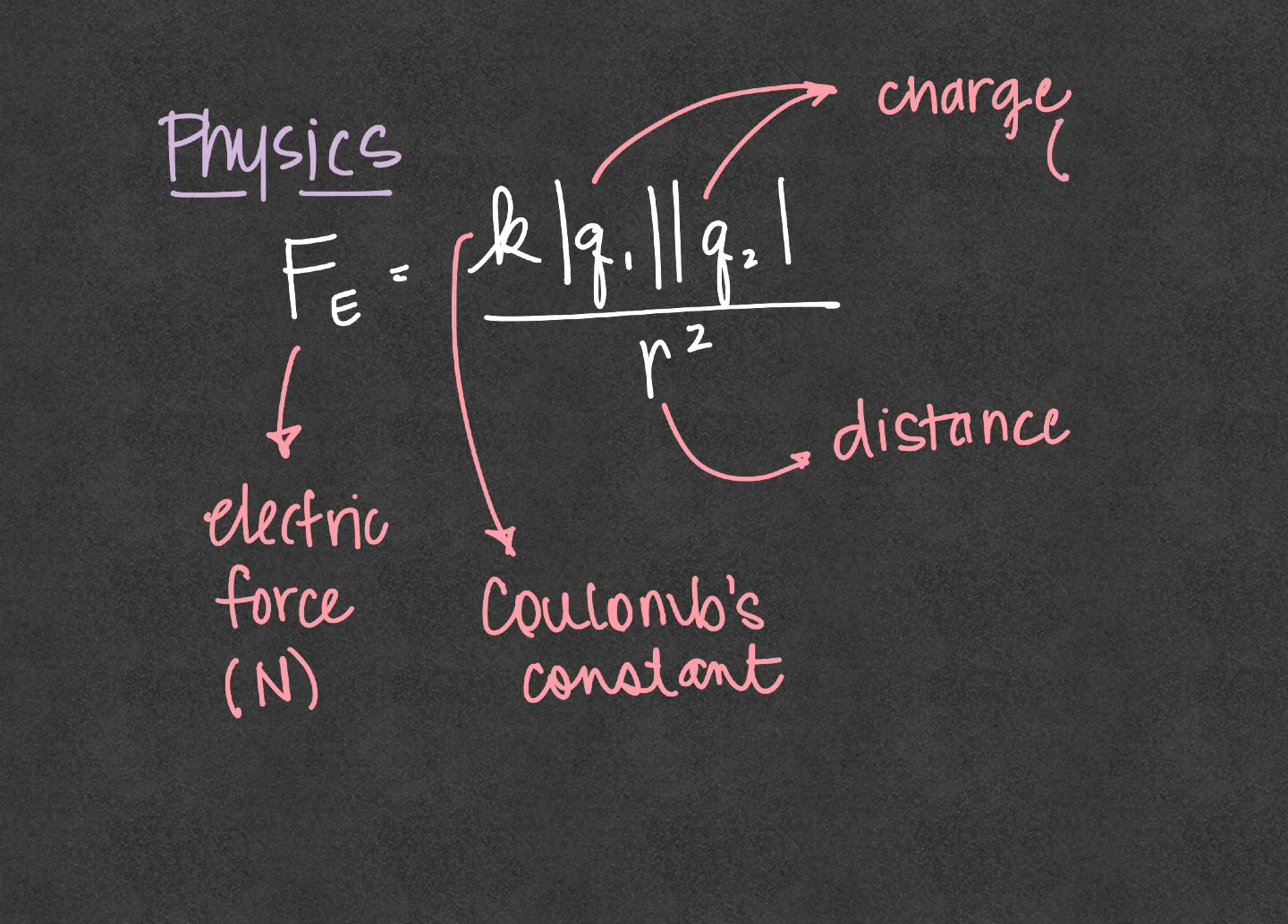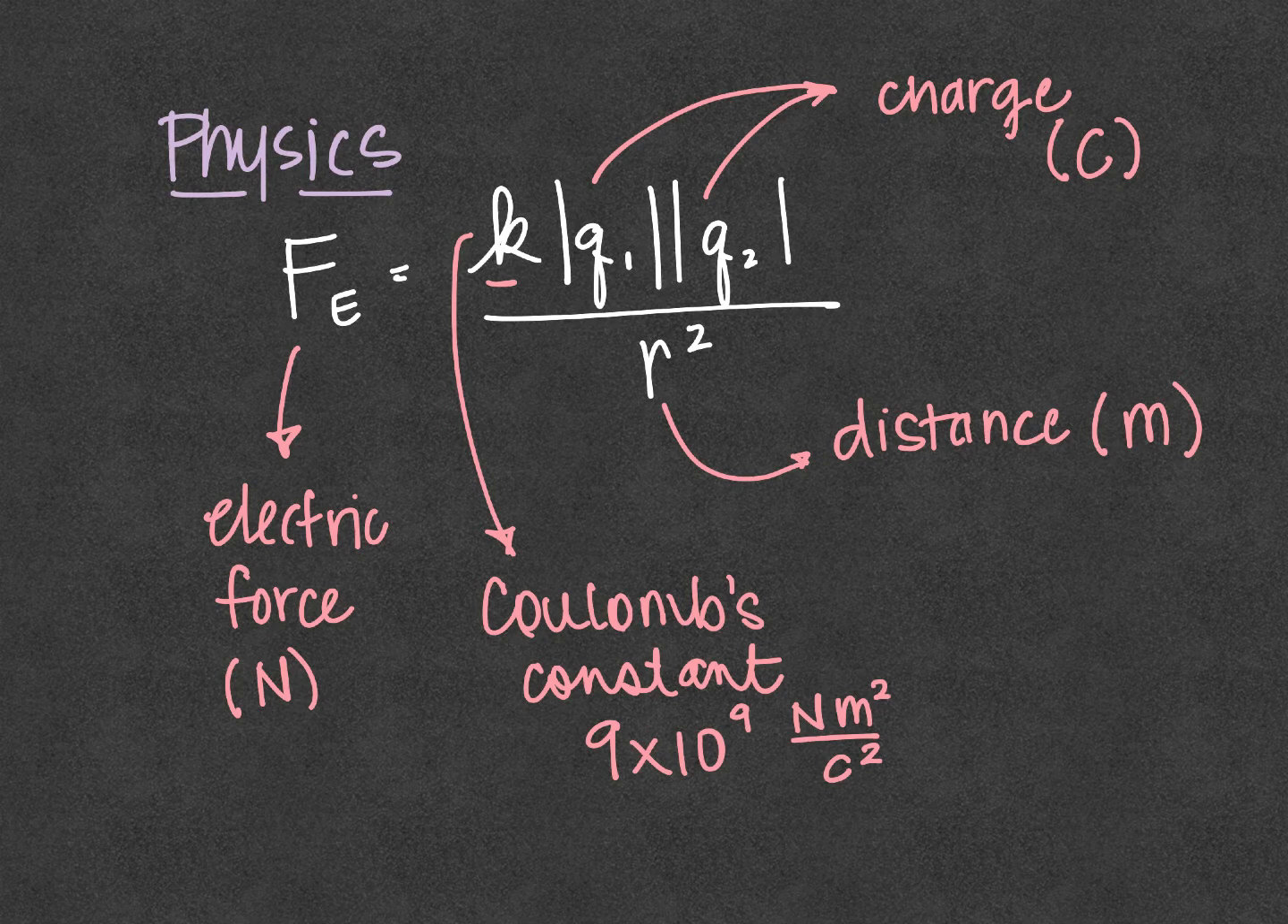The charge is measured in coulombs, and we use a capital C to represent coulombs. And distance will be in meters. The Coulomb's constant, or K, is 9 times 10 to the 9, and its unit is newton meter squared per coulomb squared. As long as you're always using meters, coulombs, and newtons, you don't need to worry about adding the unit in your work. Let's solve a problem.